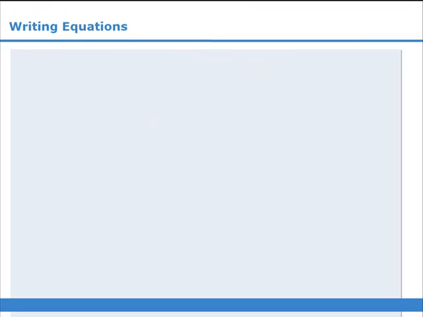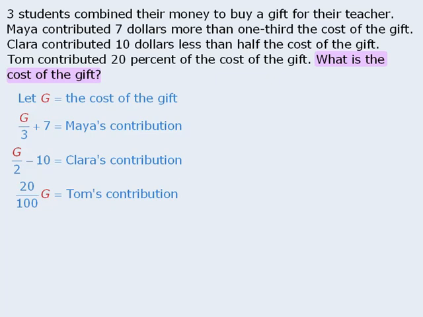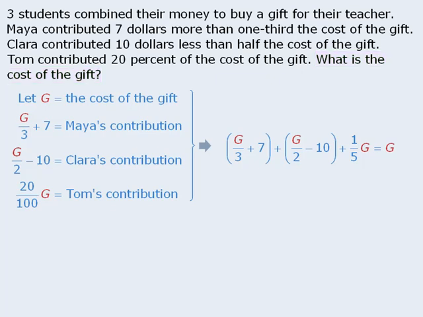Okay, now let's revisit another question from the previous lesson. Here we are asked to find the cost of the gift, and in the previous lesson we assigned variable expressions in terms of g, the cost of the gift. Since the contributions of all three students are combined to pay the cost of the gift, we can write an equation. If we take Maya's contribution, and add Clara's contribution, and add Tom's contribution, which we can simplify as follows, the combined sum of their contributions must equal the cost of the gift, g. At this point, we have an equation we can solve for g.